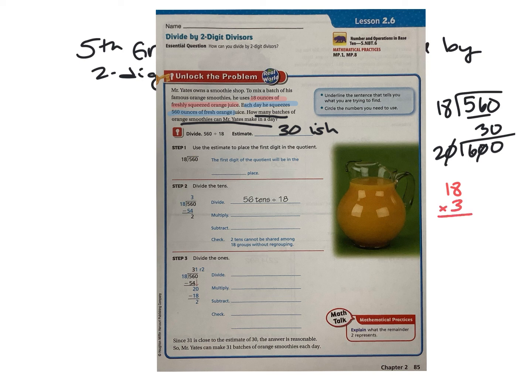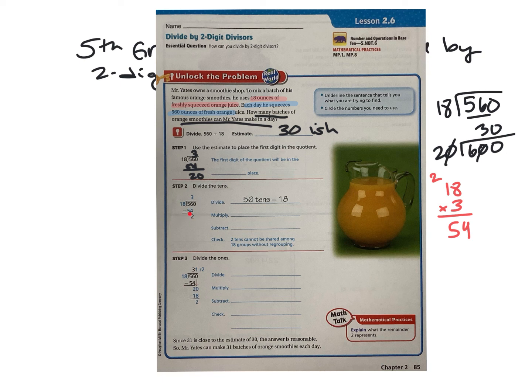So just off to the side in my little math lab over here, 8 times 3 is 24, 3 times 1 is 3, 4, 5. Yes, that definitely does fit. So I'm going to place that at the end of the 56 there. 18 went into 56 three times. That gave me 54, 2 left over out of 0.